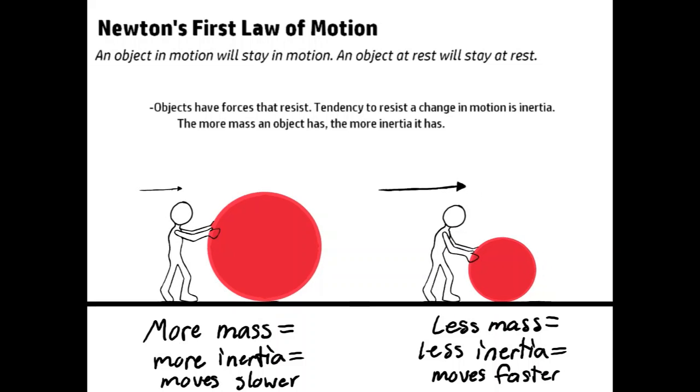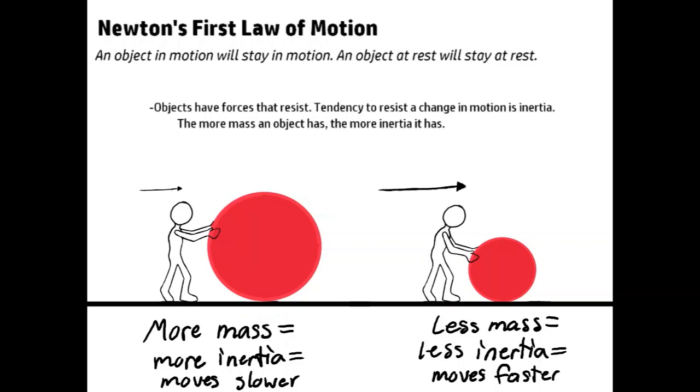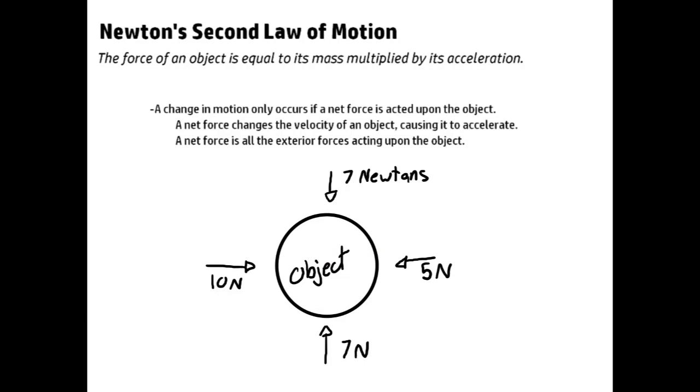If someone were to try to move a large object with more mass versus someone trying to move a small object with less mass, the person pushing less will push the object further. Newton's second law of motion states that the force of an object is equal to its mass multiplied by its acceleration. A change in motion only occurs if an outside net force is acted upon the object. A net force changes the velocity of an object, causing it to accelerate. A net force is all the exterior forces acting upon the object.